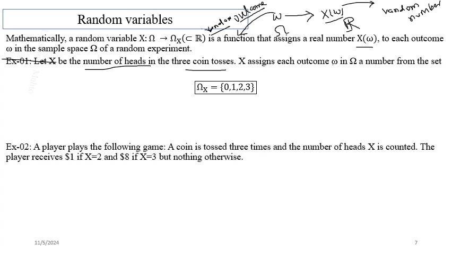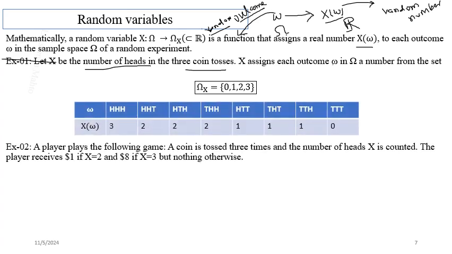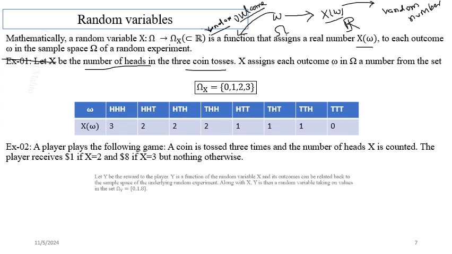Okay, so here I have already given that HHH is mapped to 3, HHT is mapped to 2, HTH mapped to 2, THH is mapped to 2, HTT mapped to 1, THT mapped to 1, TTH mapped to 1, TTT mapped to 0. So this mapping is already given in short.